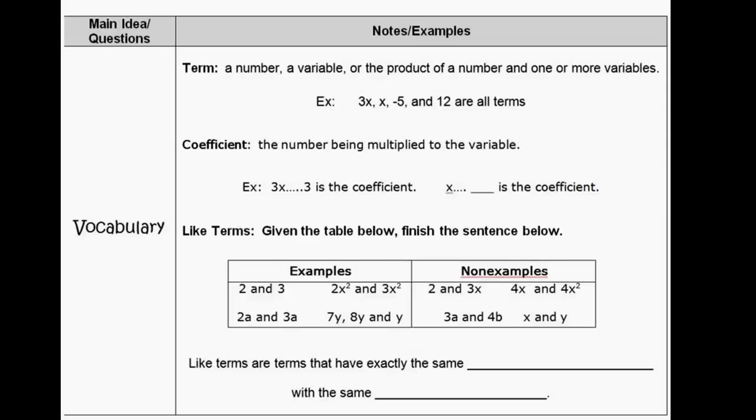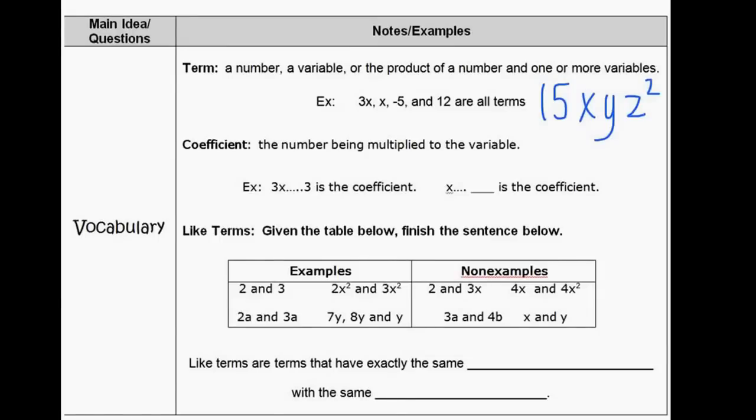A term can either be a number or a variable or a product of a number and one or more variables. So looking at the examples below, 3x or just x, or a negative number, -5, or 12, or even something as crazy as 15xyz squared. That's a term.